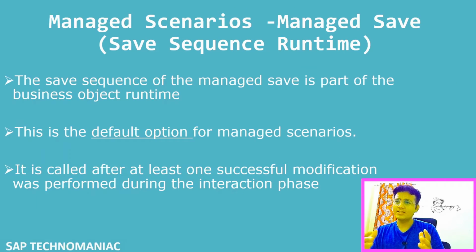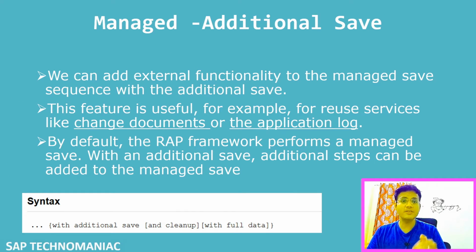In the managed save, as I told you, it is the default option. Default option means if you don't define anything in the managed scenario, this will be handled by the BO framework. Whenever you do a modify operation, it will be automatically saved in the database. Whatever tables you have defined as the persistent table, in those tables the data will be saved automatically in the managed scenario.